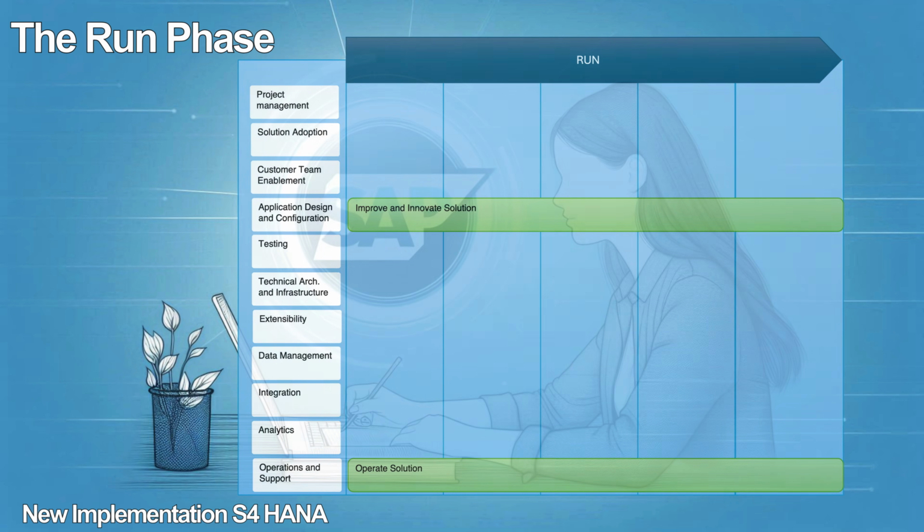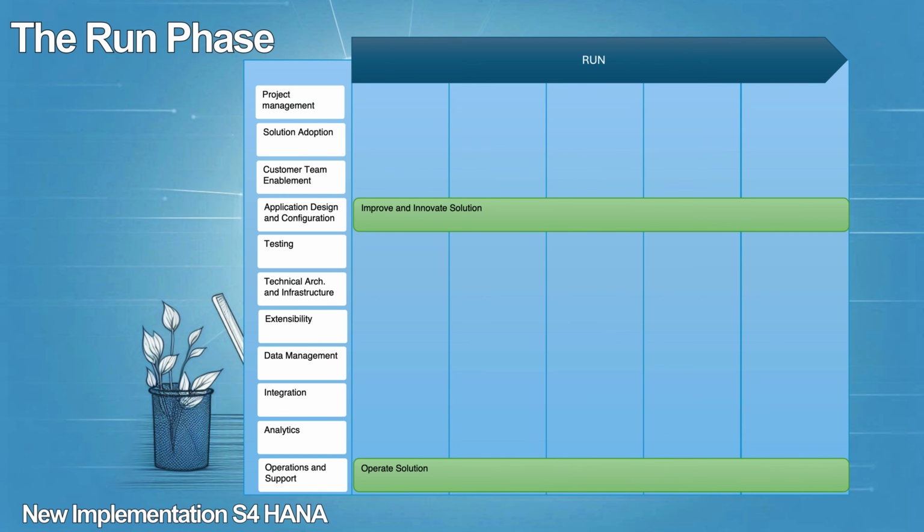The run phase. The run phase starts after the hypercare and during the previous phase of the project, to optimize the overall operation. During this phase, support is provided by the customer IT team, who continue to strive for optimization, automate the application processes, ensure system availability, and provide system performance. In the run phase, some of the deliverables include to improve and innovate the solution as well as to operate the solution. These are deliverables of the application design and configuration workstream as well as the operations and support workstream respectively.